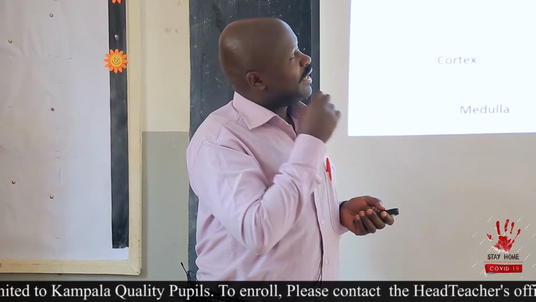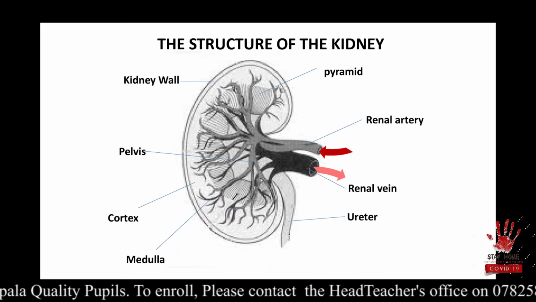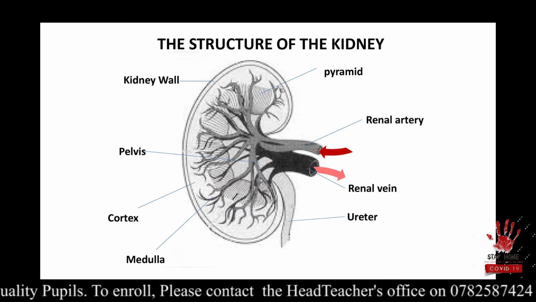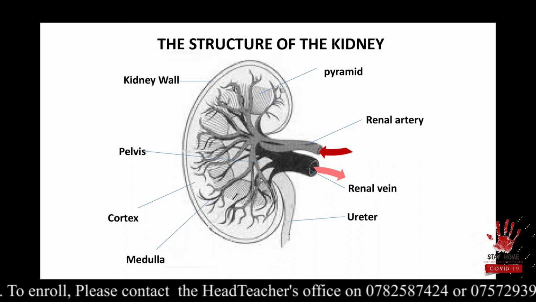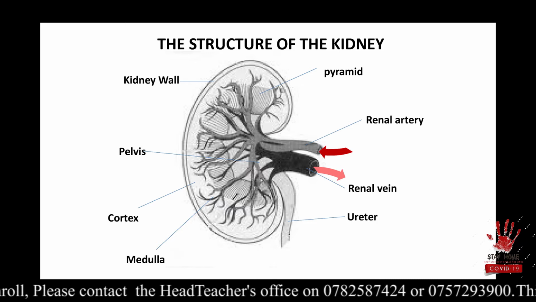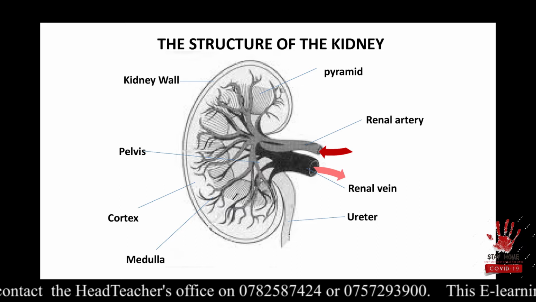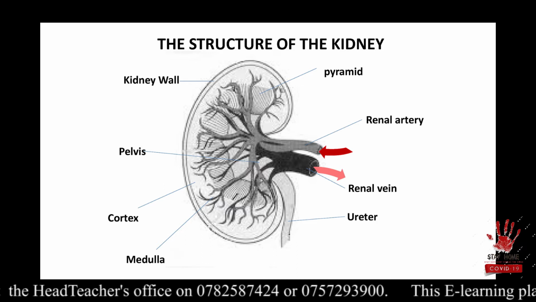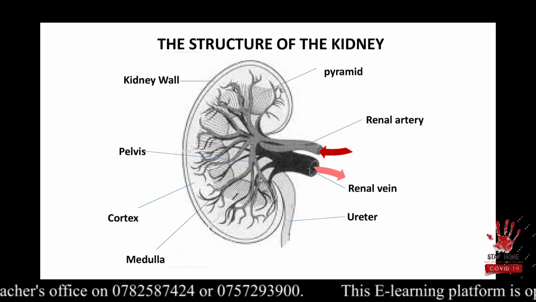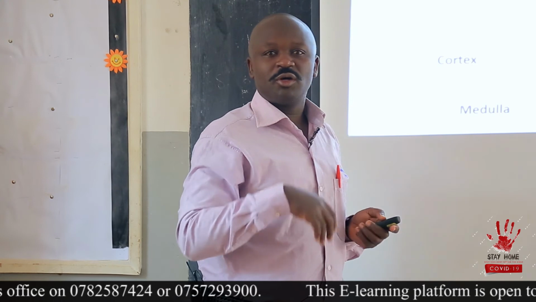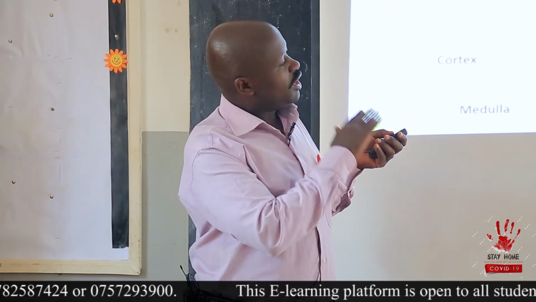Then we can also have a look at the structure of the kidney. Here we say kidney because we are looking at one. These are some of the parts: the kidney wall, the pelvis, the cortex, the medulla, the pyramid, the renal artery, the renal vein, and lastly the ureter. As you go through these parts of the kidney, I expect you also to practice how these words are written. So that is the structure of the kidney.